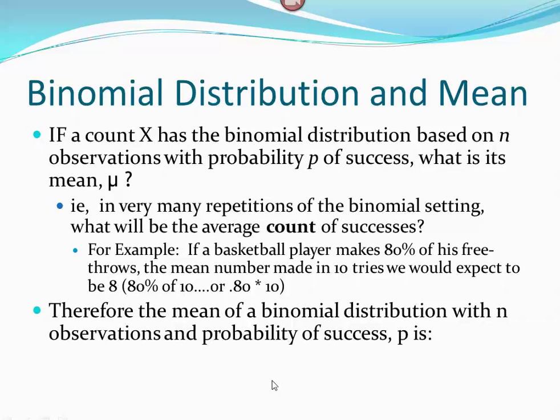In other words, we're saying that in 10 trials with an 80% probability of success, we'd expect to see, on average, 8 successful throws, meaning they make the basket, every time. The formula for the mean of a binomial distribution is the number of trials, n, multiplied by the probability of success, p.